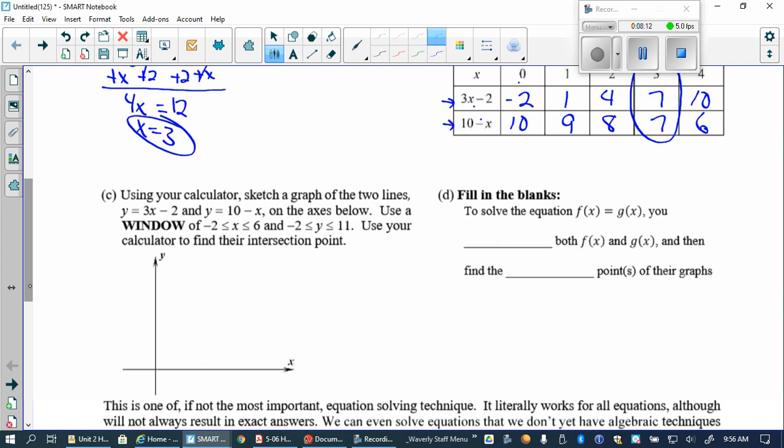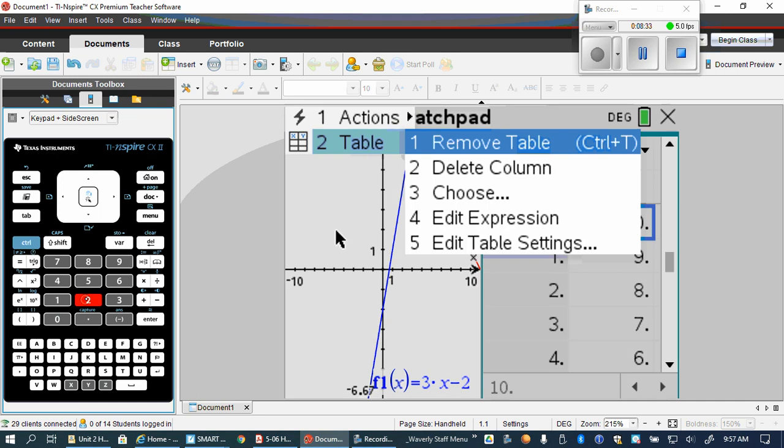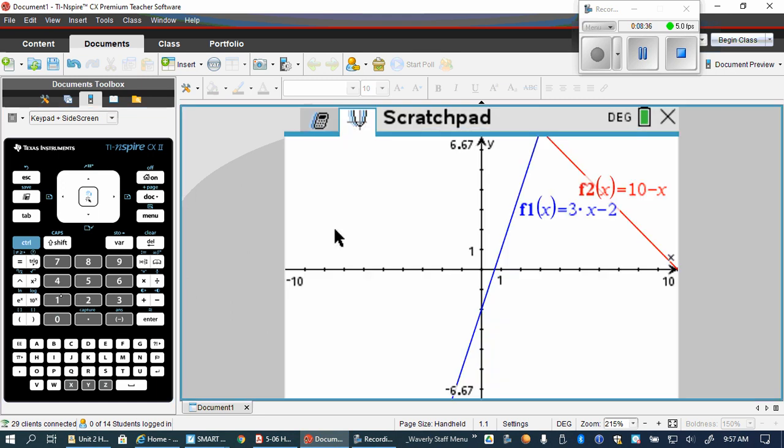So soon enough you'll be able to figure out how to do this on your own. But here's what they want you to do, and I'll show you. Open the x window up from what to what? Negative 2 to 6, and the y from what? Okay, so let's go do that. We can get rid of the table now. So do menu, 2, remove table. Okay. Let's open up our window now the way they said to make the intersection point fit. So they said to do the x's from negative 2 to what?